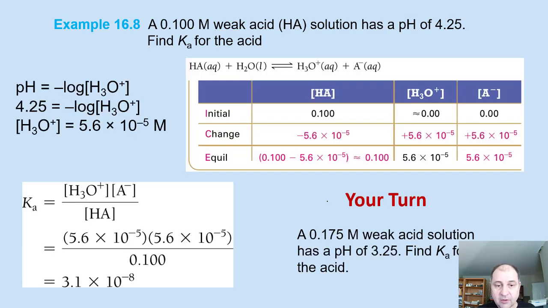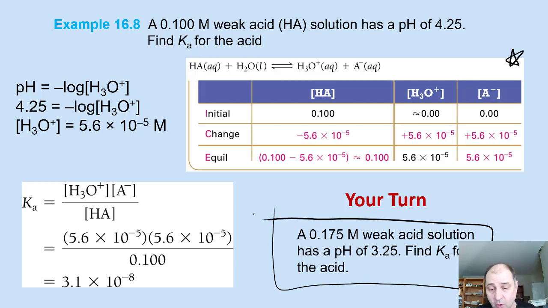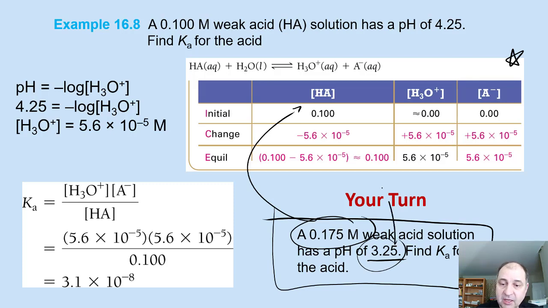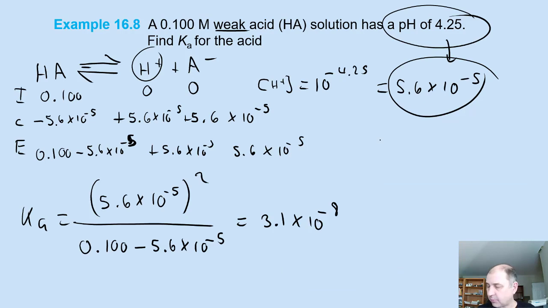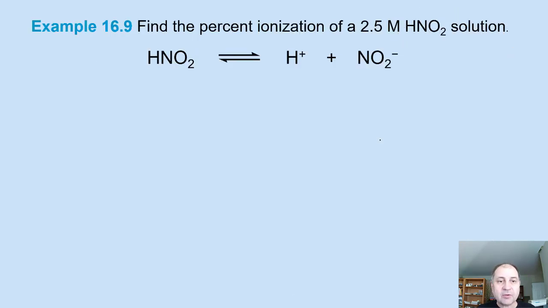Okay. Your turn, right? Anyway, this is the solution. And then you can work this exact same method on your own for a pH of 3.25 and an initial concentration of 0.175, right? So 0.175 goes into here, and then whatever the inverse negative log is goes in here. You can do this, have some fun. Wrong direction.